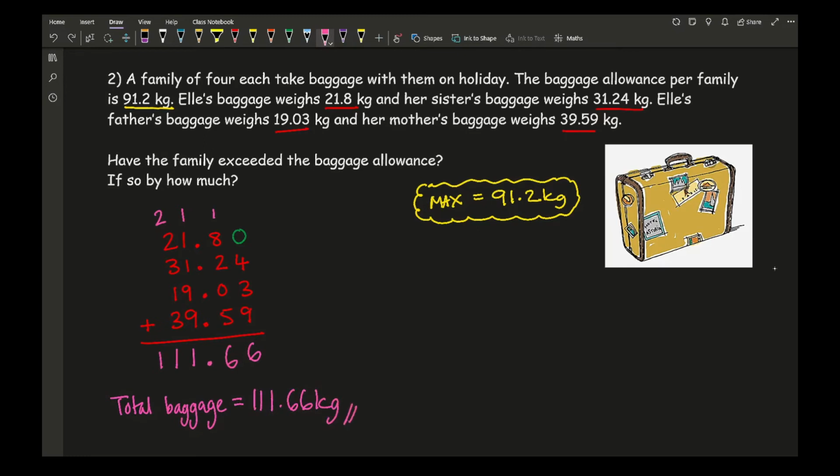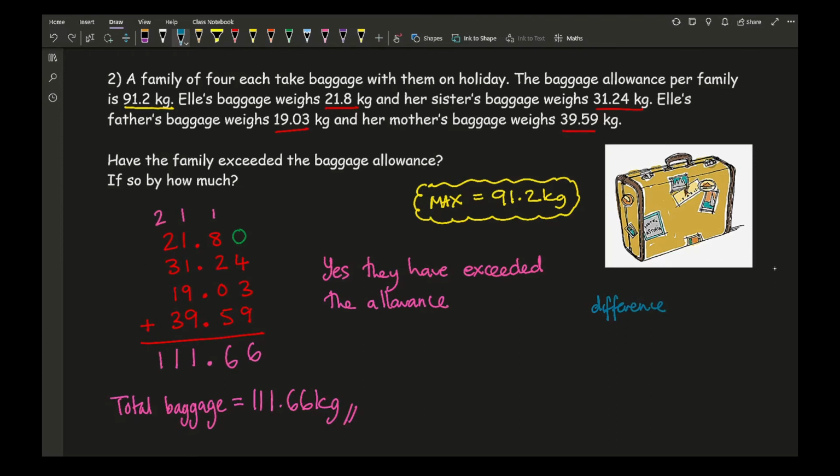So the question's asking, have the family exceeded the baggage allowance? Yes, they have. So yes, they have exceeded the allowance. And now the next thing I've then got to do is work out what the difference is. So let's just get a different color pen. So we're looking at the difference.